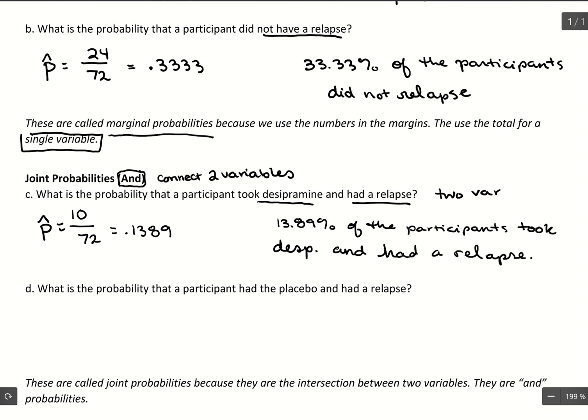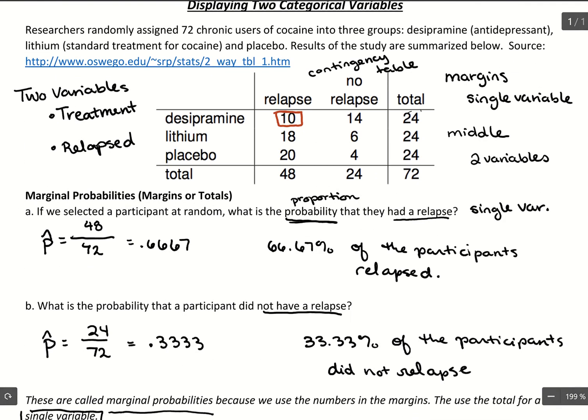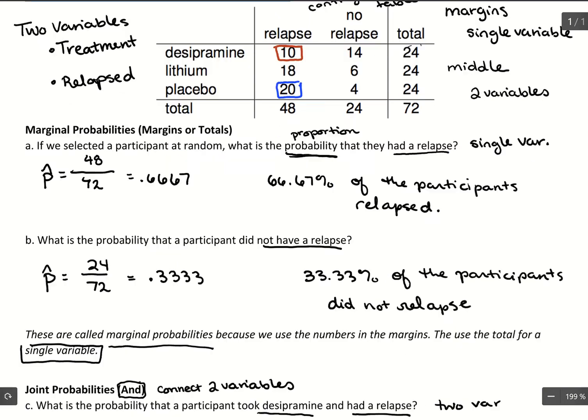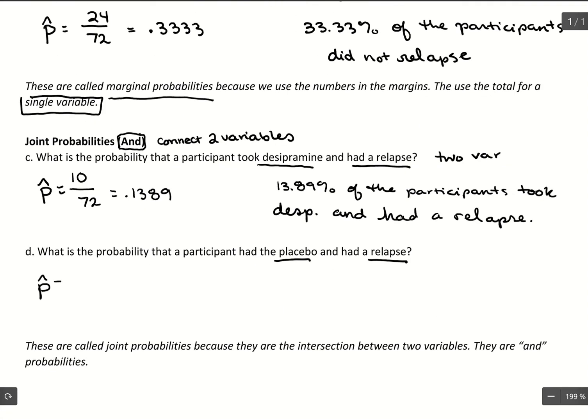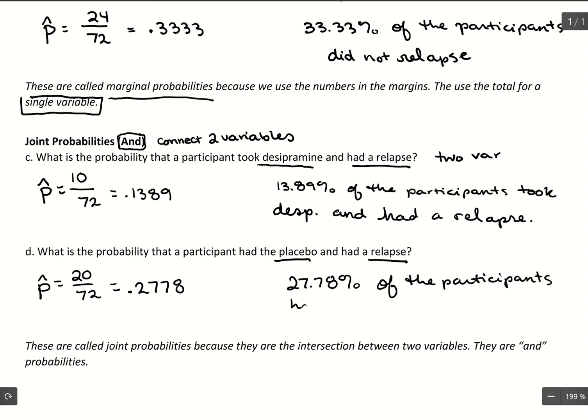Then what is the probability that a participant had a placebo and had a relapse? Now we want to find the intersection of these two variables. So we go up to our table, we look at our placebo group and those that had a relapse, and there were 20 of them. So 20 out of all 72 participants, which is 0.2778. So 27.78% of the participants had the placebo and relapsed.